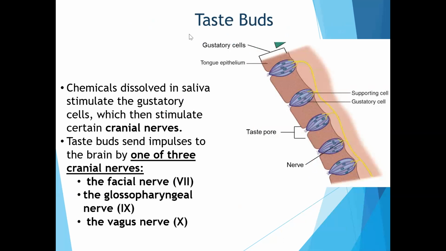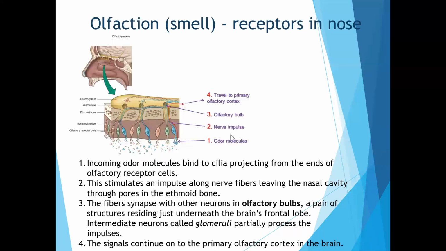This is a zoom in on our taste buds. So we have chemicals that are in our saliva that actually stimulate these gustatory cells. And then we have cranial nerves that are then stimulated to actually signal what our taste is. So the facial nerve, which is cranial nerve 7, the glossopharyngeal, cranial nerve 9, and the vagus nerve, cranial nerve 10, are all involved in the process of taste or the interpretation of taste.